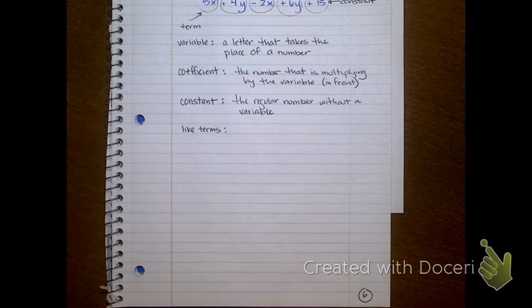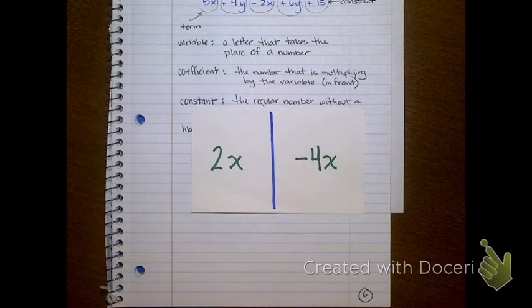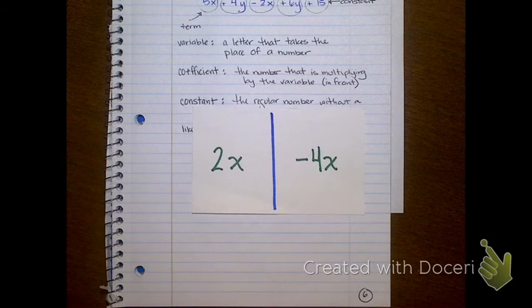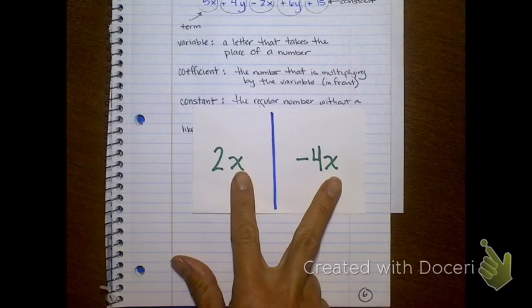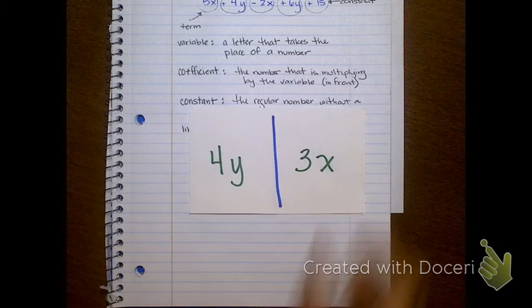Okay, so let's take a look at these two terms. Are these alike? In what way are they alike? They have an x. In what way are they not alike? One's negative, one's positive, right? Okay, so these two terms do have an x in common, right? Do they have more in common than these two terms?